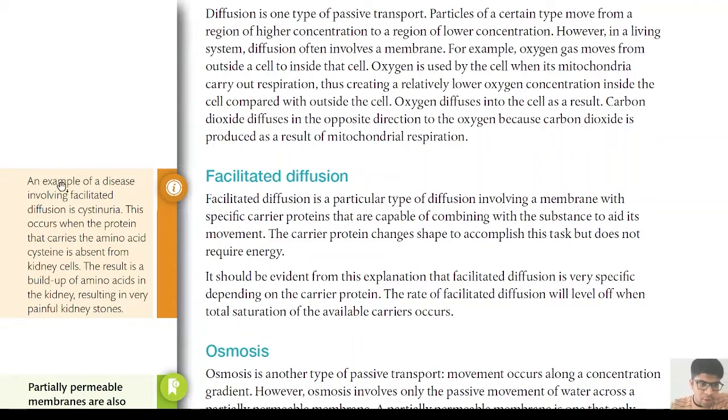Okay, so an example of a disease involving facilitated diffusion is cystinuria. This occurs when the protein that carries the amino acid cysteine is absent from the kidney cells. The result is a build up of the amino acids in the kidney, resulting in very painful kidney stones.